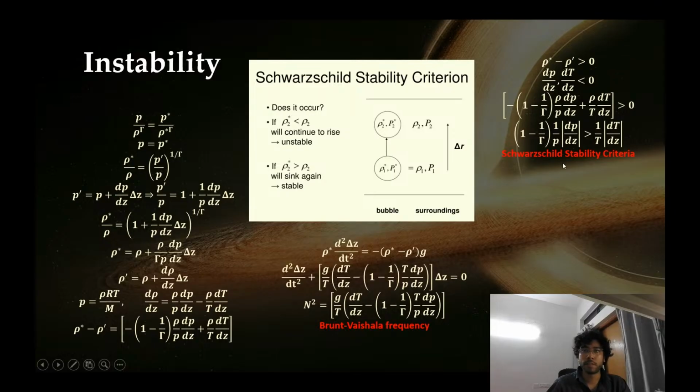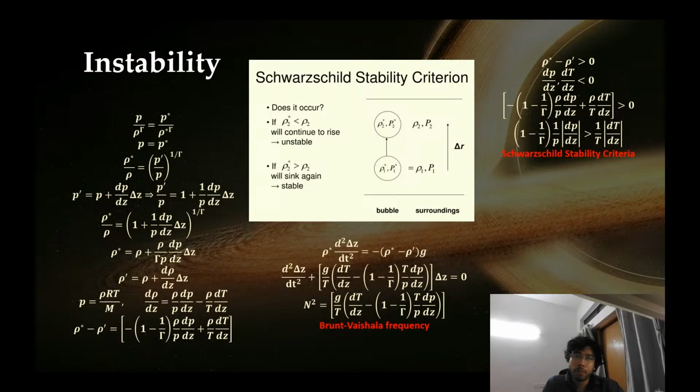This just means that if this condition is satisfied, this bubble will go back to its initial position. But if this condition is not satisfied, in other words, if this 1 by T dT/dz is greater than this term, that means this bubble will keep on rising, and therefore the system will be unstable.